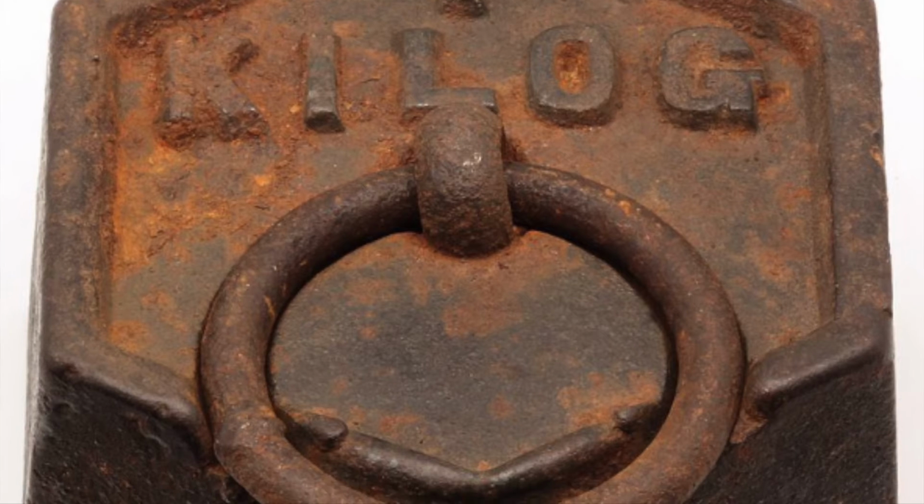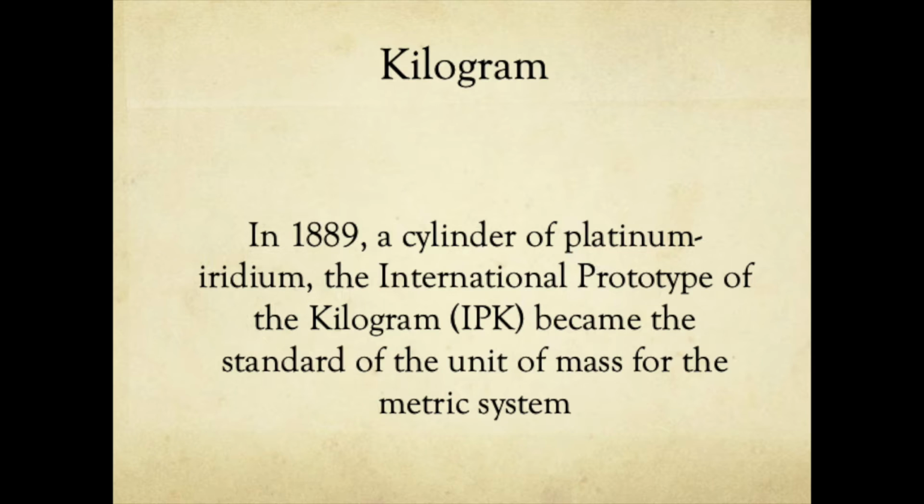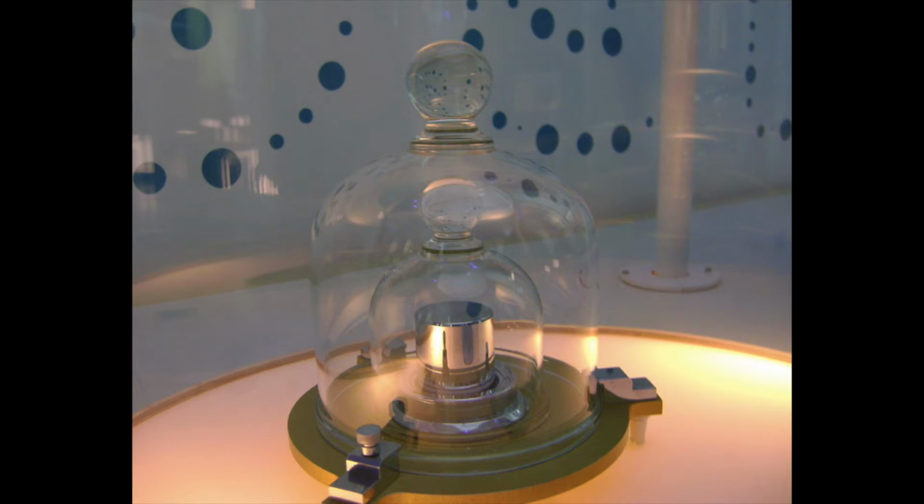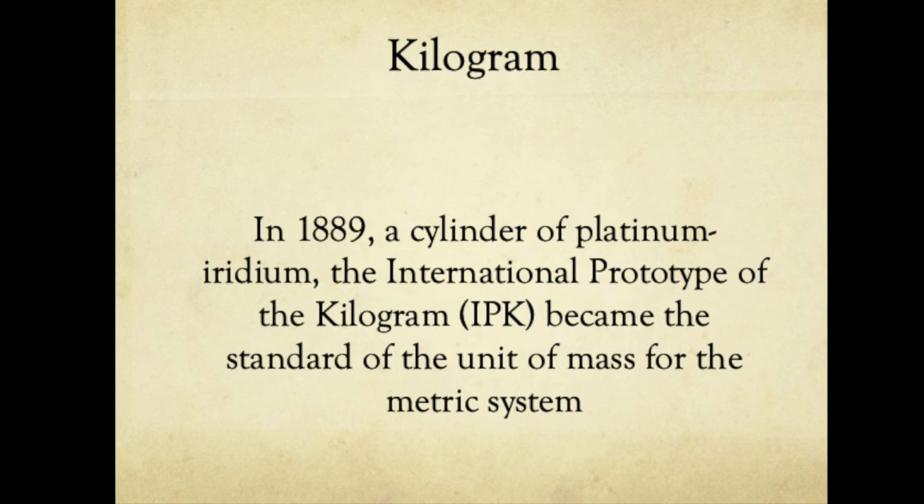Of course, that was the original, and then they converted it into something made of iron, and eventually they had a cylinder of platinum iridium. The international prototype kilogram became the standard unit of mass for the metric system, and this is a picture of it right here.